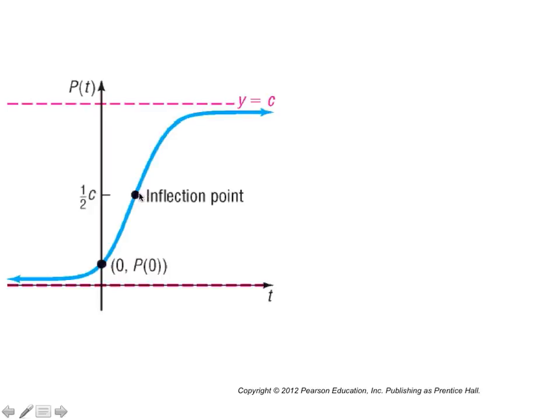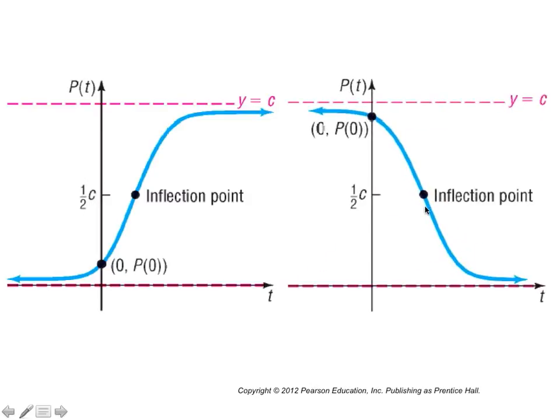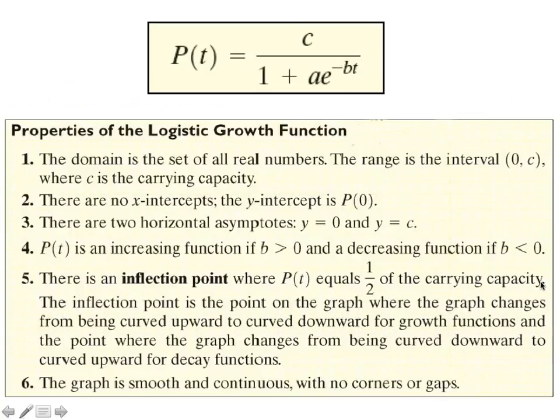So let's take a look at a depiction here. We have our initial amount, P of 0. We have an asymptote here at y equals c, and we have an inflection point that happens at 1/2 c. And then the same is true with decay, okay? But our starting point is going to be higher, and then our inflection point will be lower, and it's going to approach this value here.